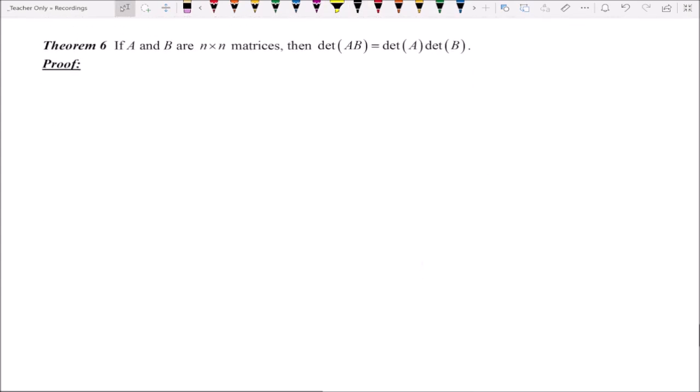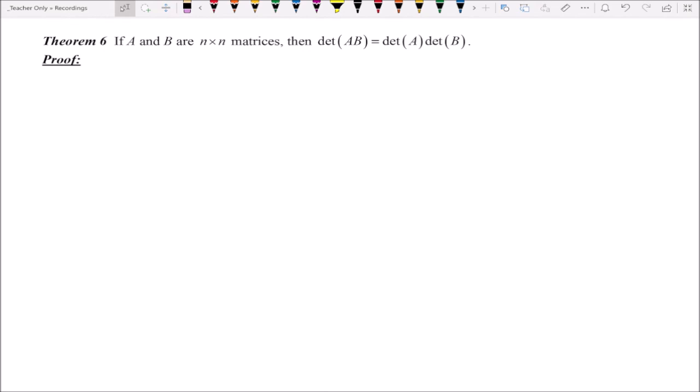Now, if A and B are n by n matrices, the determinant of A times B is equal to the determinant of A times the determinant of B. We have two possibilities here: A is non-singular and A is singular. So let's start with A is non-singular. Then we know that A is row equivalent to the identity matrix.